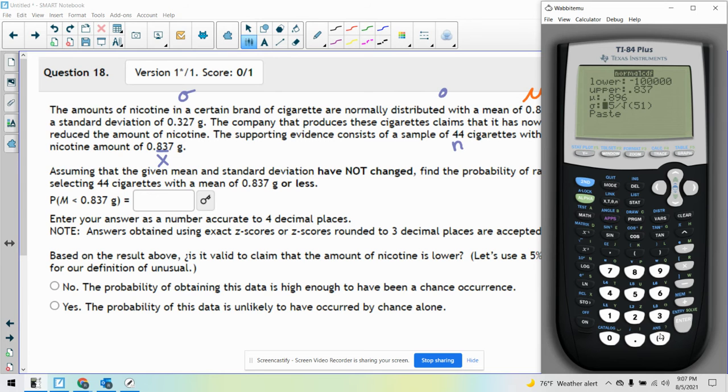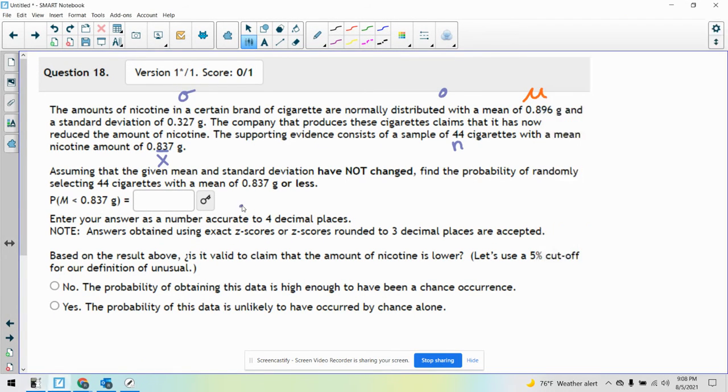Standard deviation, since it's a sample, is the standard deviation of the population divided by the square root of our sample size. Like that. So we get 0.1157. We could put that right there, but that's good. It says based on the results, so 11.5% chance.